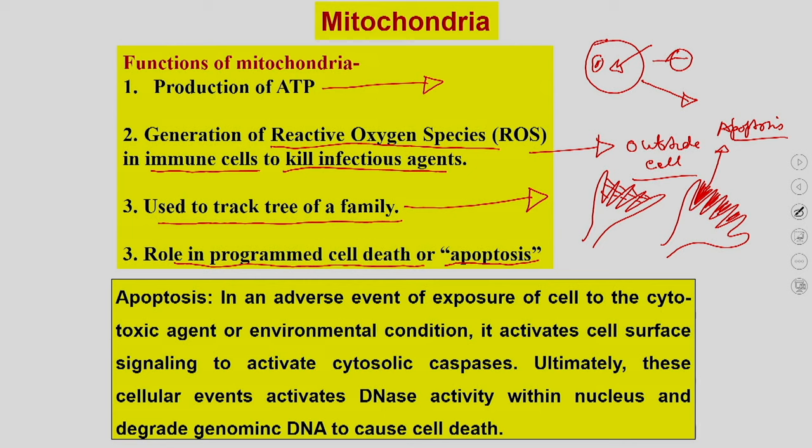In the case of apoptosis, the mitochondria releases cytochrome C. Cytochrome C induces different types of reactions within the cell, and that kills the cell. So the mitochondria controls apoptosis in the cell. In an adverse event of exposure of the cell to a cytotoxic agent or environmental condition, it activates cell surface signaling to activate cytosolic caspases. Ultimately, the cellular event activates DNases. These DNases degrade the DNA present in the nucleus, and once the genomic DNA is degraded inside the nucleus, it eventually leads to the death of the cell.